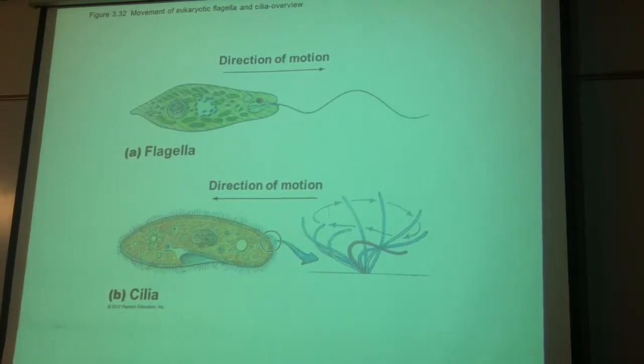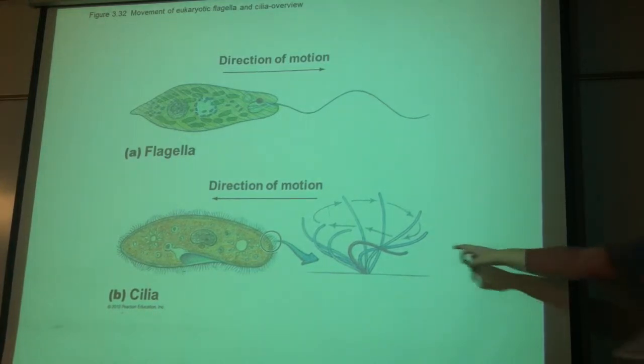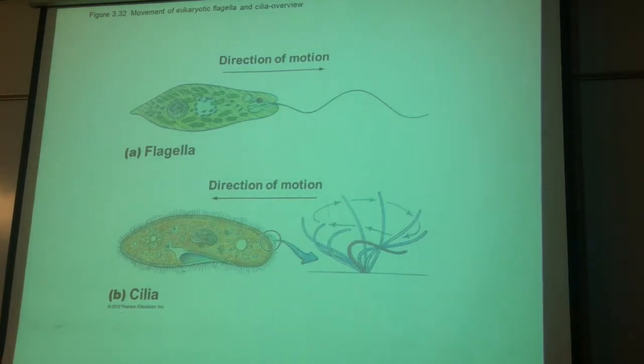And then cilia. I like this because it's a nice little visualization of that power stroke. This red one right here is the power stroke. They're doing this whole wave motion to get that snap so that they can actually start moving things along. That's how you get that cilia moving.